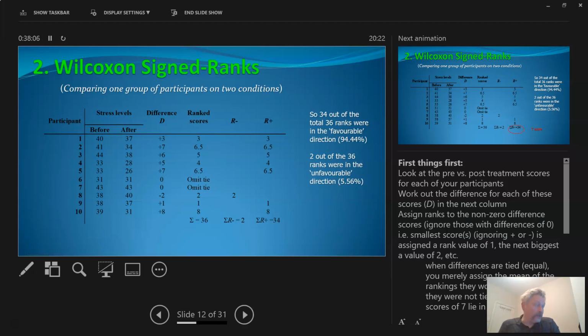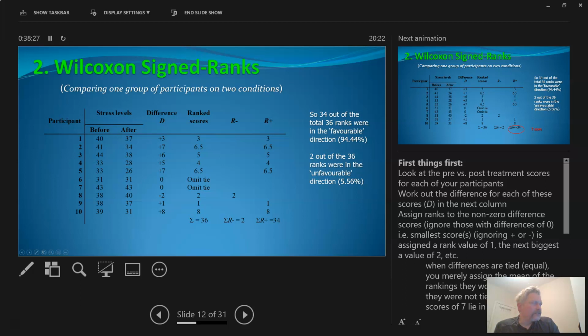But the lowest score then was this 1. Okay. The next lowest was this 2. Again, forget whether it's positive or negative. We're just looking at the absolute value for now. The next lowest was 3, and so on and so on. So we build up a kind of ranked order of these.